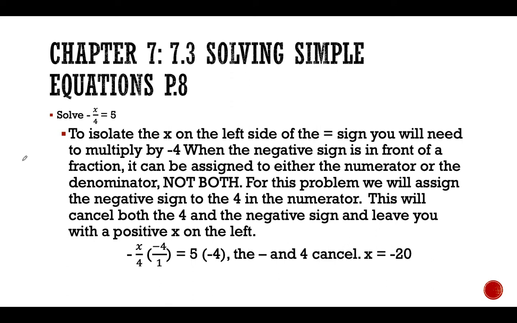So negative x over 4 times negative 4 over 1. We're going to cancel a negative 4 in a numerator and a negative 4 in a denominator, and that will leave us with just the x on the left. 5 times negative 4 is negative 20, so that leaves us with the solution, x equals negative 20.